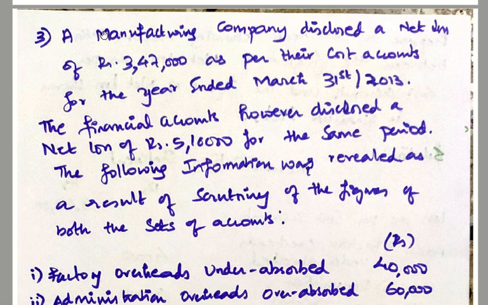A manufacturing company disclosed a net loss of rupees 3,47,000 as per their cost accounts for the year ended March 31st, 2013. So if you see, they have given the net loss, not the profit of cost account. So as per the format, whatever we add, we will minus, and whatever we minus in the format, we will add. Just the reverse that we are doing, because we have the net loss given. The financial account, however, disclosed a net loss of rupees 5,10,000 for the same period. So here also they have given the net loss of financial accounts.